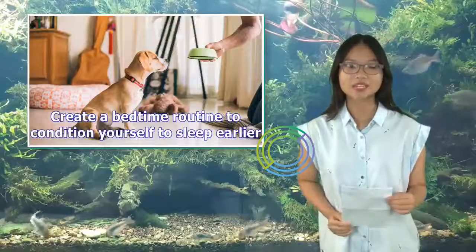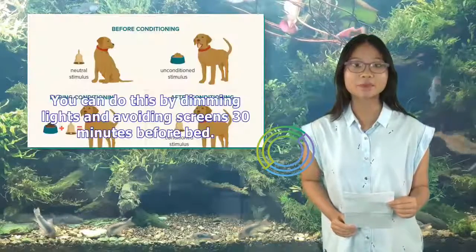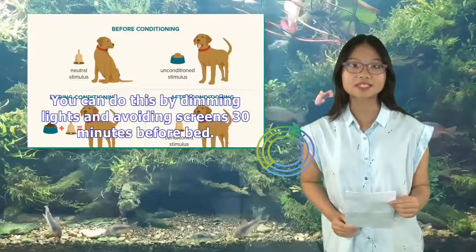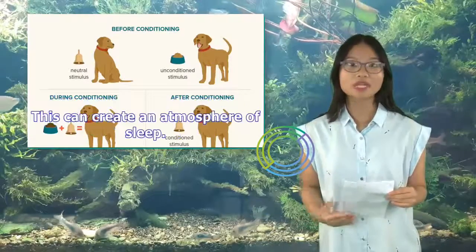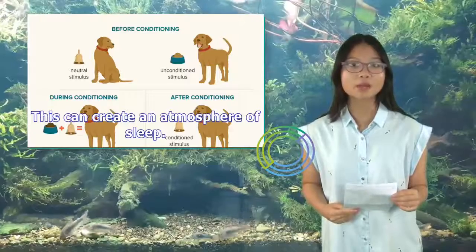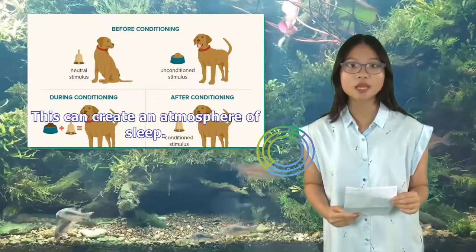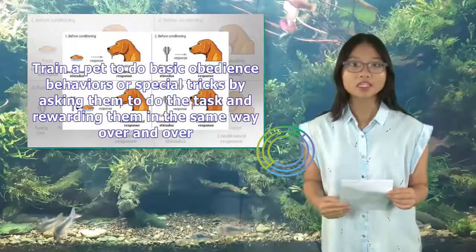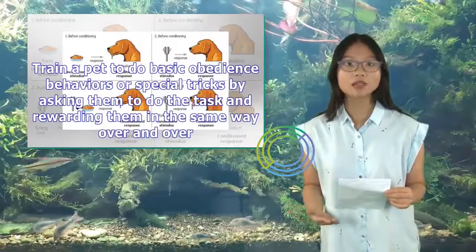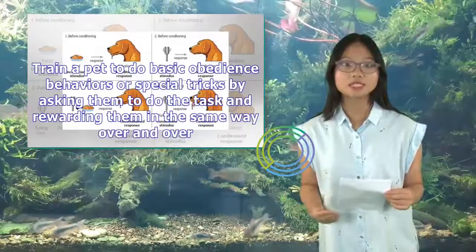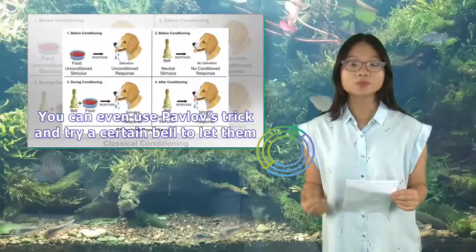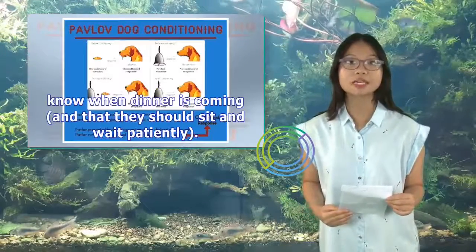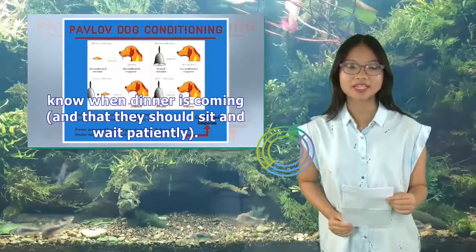Create a bedtime routine to condition yourself to sleep earlier. You can do this by dimming lights and avoiding screens 30 minutes before bed. This can create an atmosphere of sleep. Train a pet to do basic obedience behaviors or special tricks by asking them to do the task and rewarding them in the same way over and over. You can even use Pavlov's trick and try a certain bell to let them know when dinner is coming, and that they should sit and wait patiently.